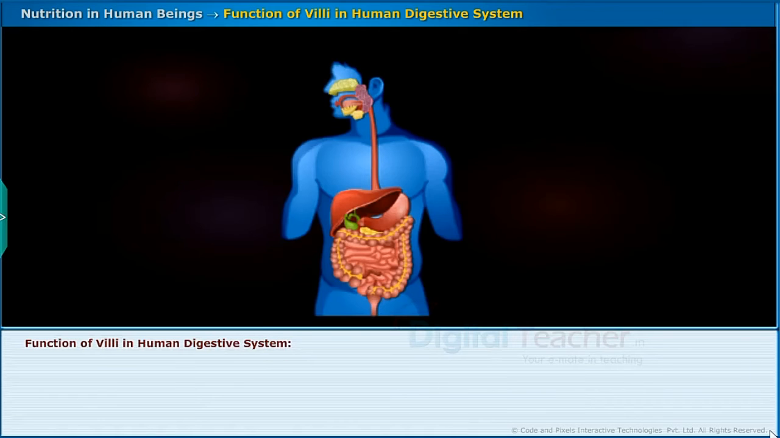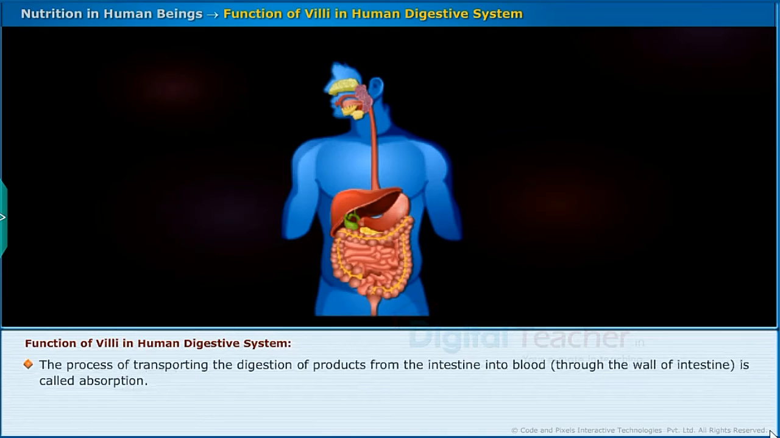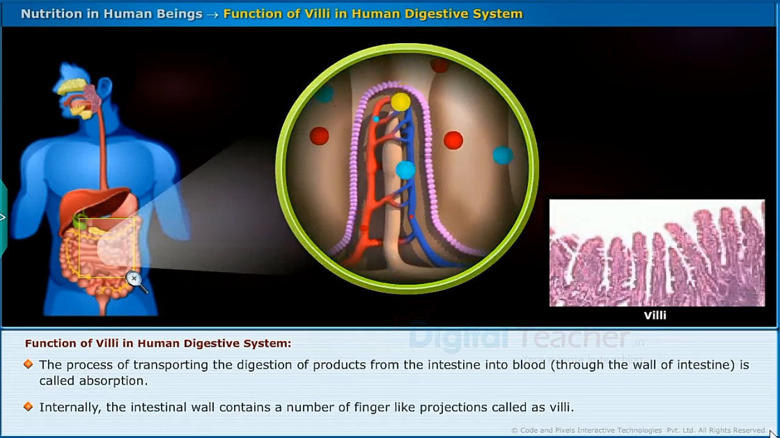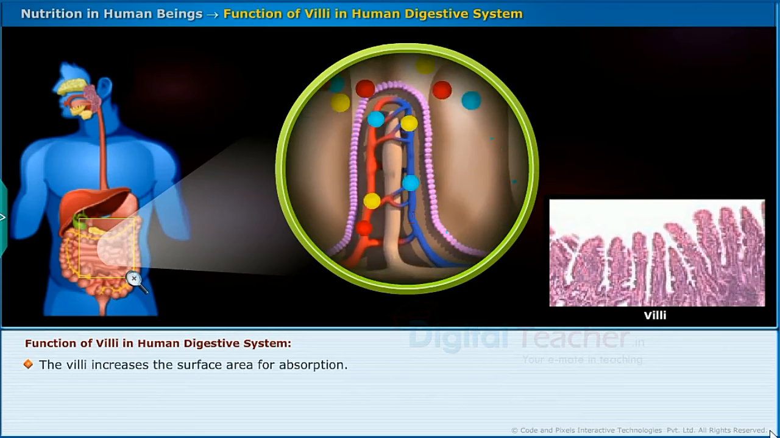Let us learn the function of villi in digestive system. The process of transporting the digestion products from the intestine into blood through the wall of intestine is called absorption. Internally, the intestinal wall contains a number of finger-like projections called villi. The villi increase the surface area for absorption.